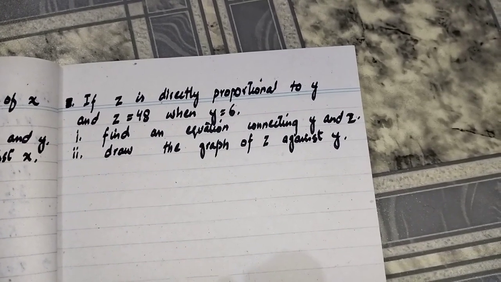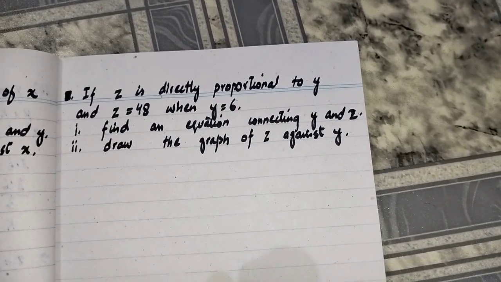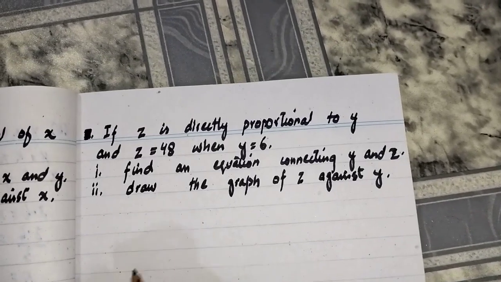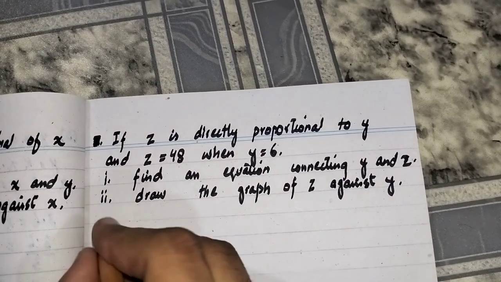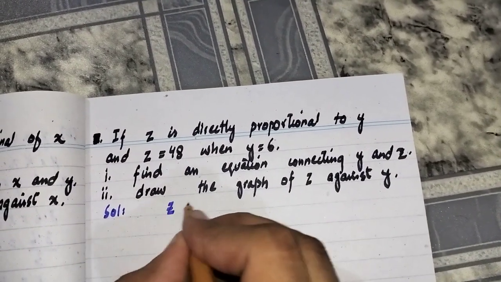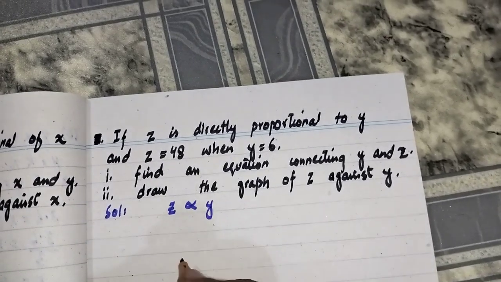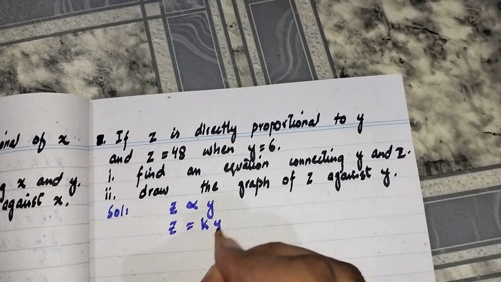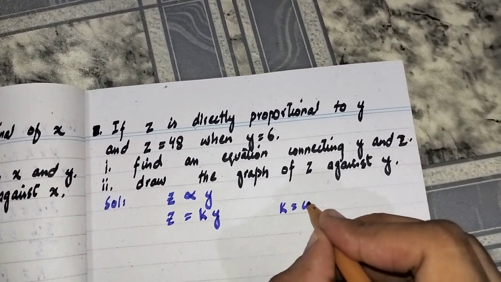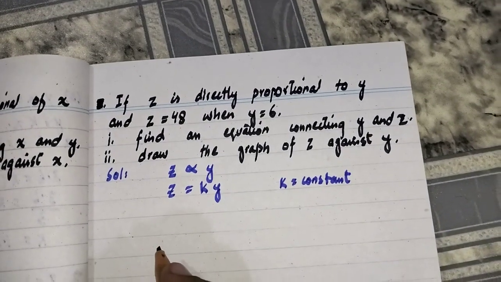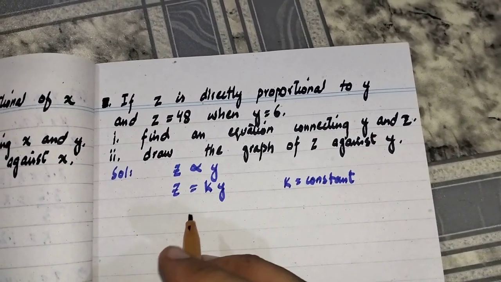Bismillahirrahmanirrahim. In this question they are saying that z is directly proportional to y, and z is equal to 48 when y is equal to 6. The two variables y and z are directly proportional to each other. So it means that z is directly proportional to y and z must be equal to ky. K is a constant which is multiplied by y. When k is multiplied by y, it must be equal to z.